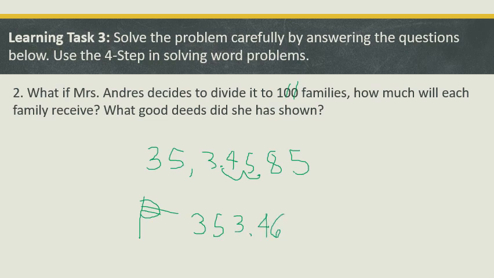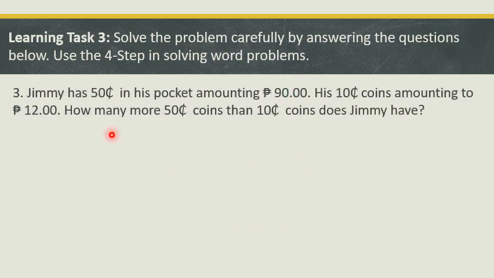Bakit 46? Kasi kung 2 decimal places pag pera, ito siya. May kasunod pa siya na 8. So, round up tayo kasi 8 yung katabi niya. So, magiging 46. Number 3, Jimmy has 50-cent coins in his pocket amounting to 90 pesos. His 10-cent coins amount to 12 pesos. How many more 50-cent coins than 10-cent coins does Jimmy have?